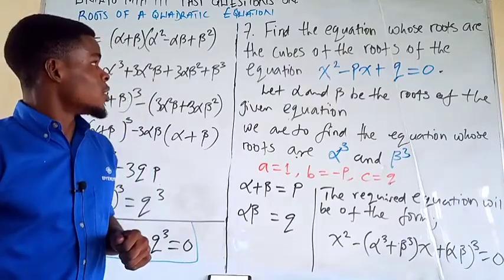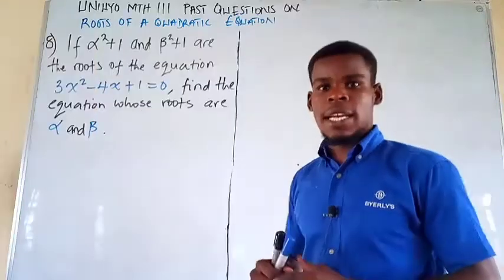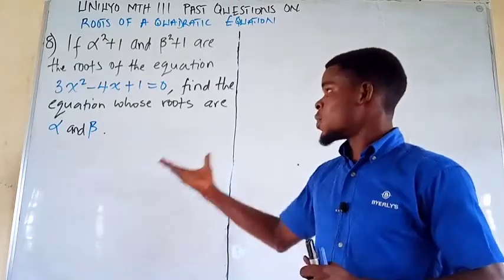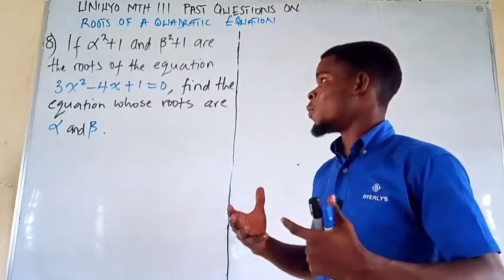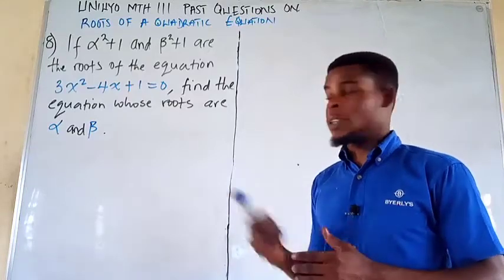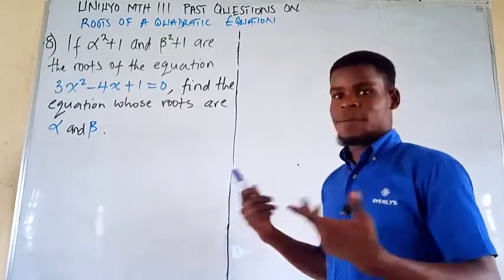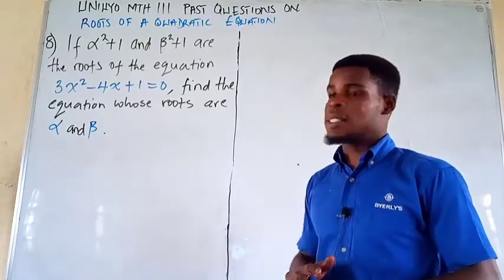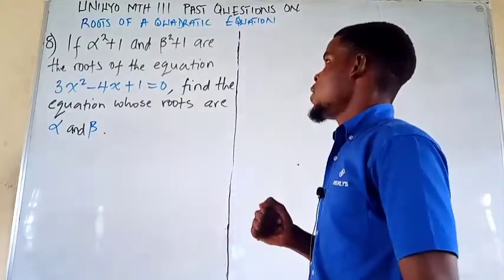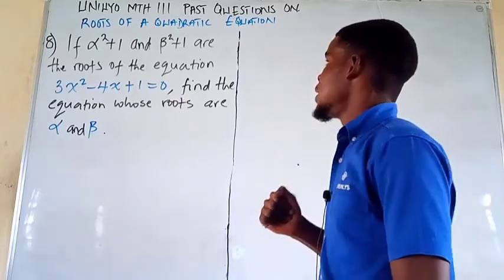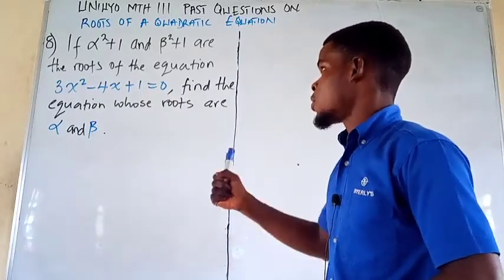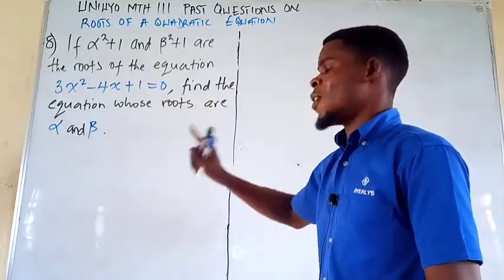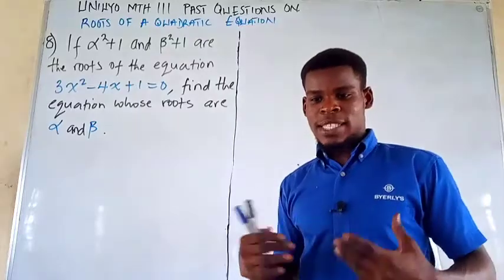Well, let's move over to the next question, the last question under the roots of a quadratic equation. Well, this question is a very different one from the others we've been doing, but it's very simple as well. Yeah, we can actually deal with it. Now, it goes that if alpha squared plus 1 and beta squared plus 1 are the roots of this equation, then find the equation whose roots are alpha and beta. So this is like a reverse direction.